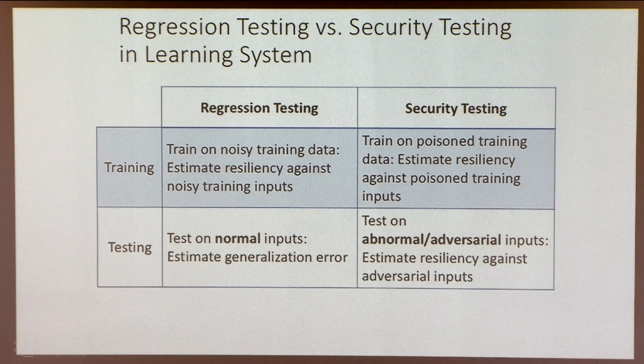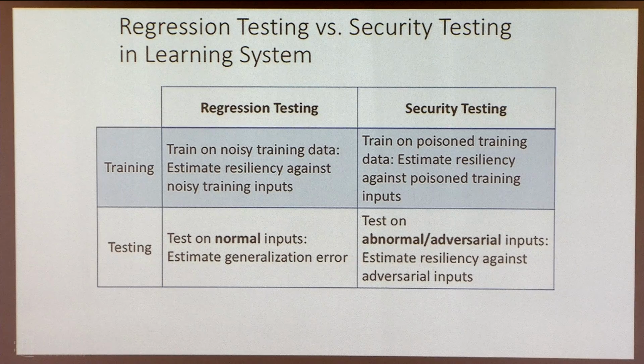Regression testing, again, is what I think the machine learning community has been doing, and you can talk about this at two different levels, the training stage and the testing stage. At the training stage, you can train on noisy training data to estimate the resiliency against noisy training inputs. And for testing, you can test on normal inputs to try to estimate the generalization error. In fact, this is exactly how every machine learning paper reports their test error. However, to evaluate the security of the learning system, regression testing is not sufficient.